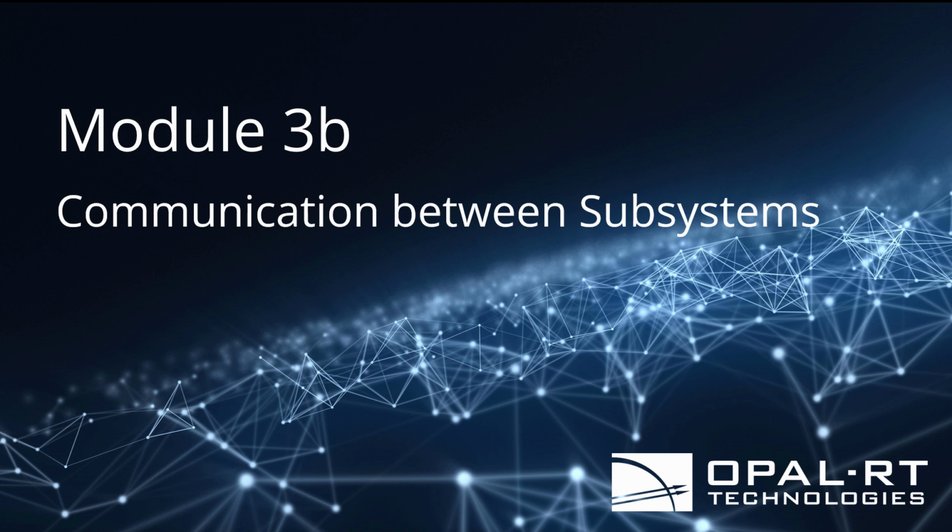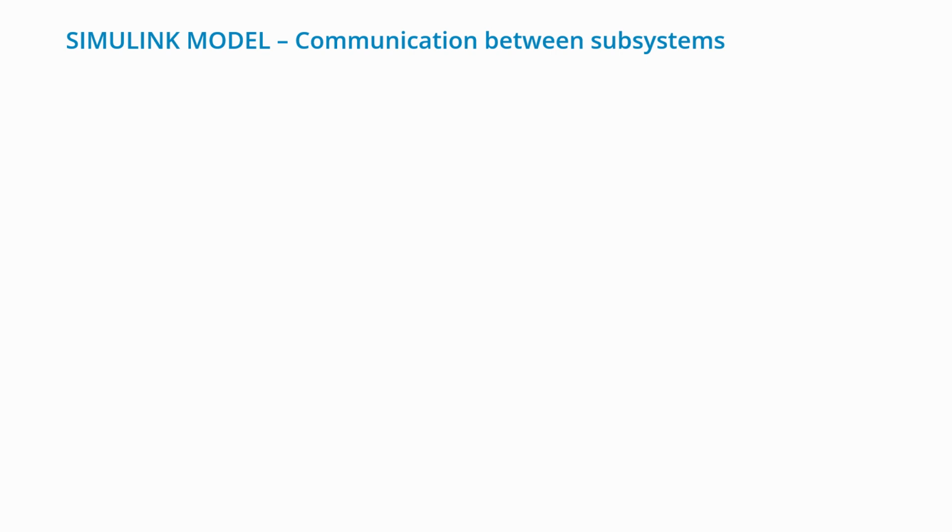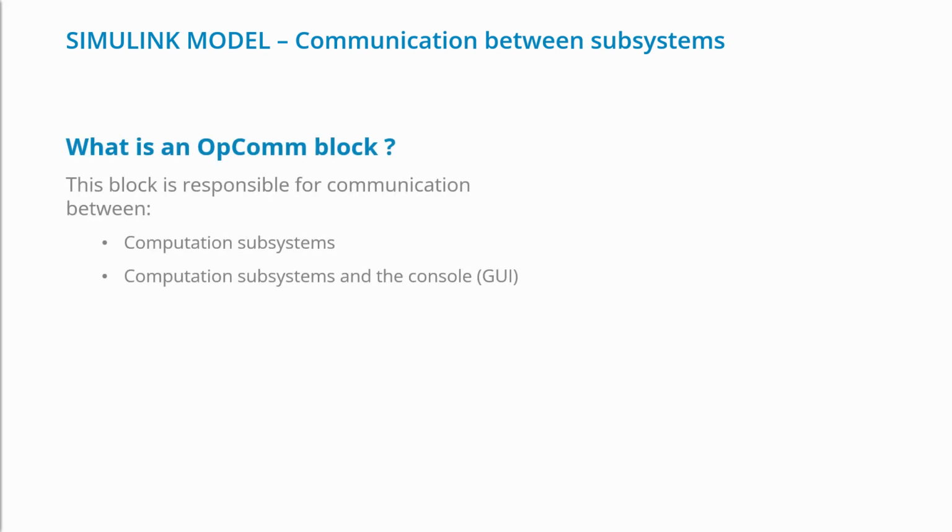In the previous video, we learned how to group our model into subsystems and how to implement the proper naming convention for these subsystems. In this video, we will learn how to set up the communication between our subsystems. To exchange signals between the different subsystems of the model, we must add op-com blocks.